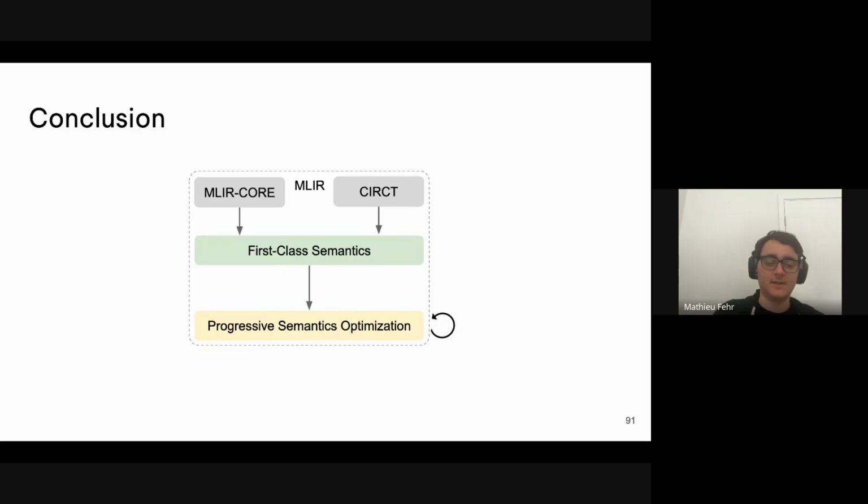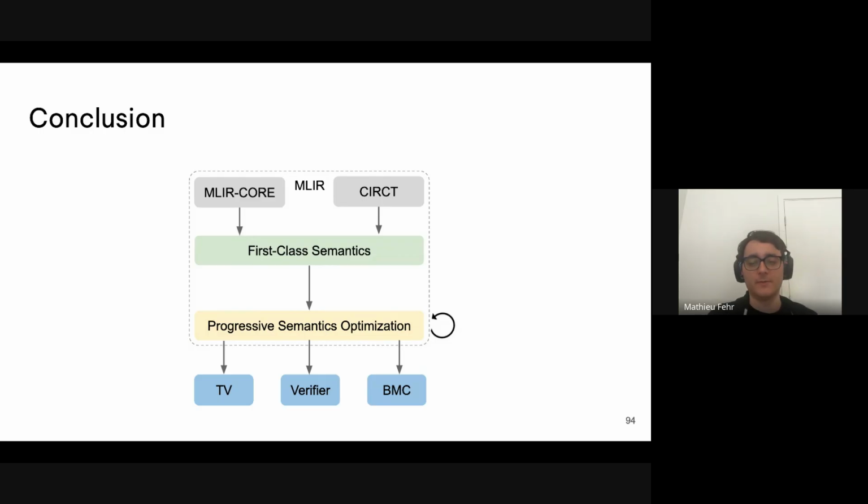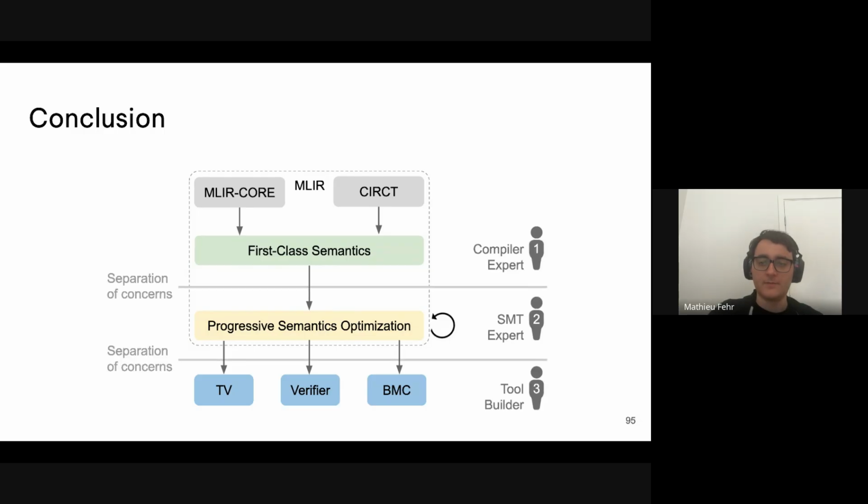Technically, it's in xDSL, which is a Python implementation of it, but some of the SMT dialects are now used in MLIR and have been used by other people. And we use this to build these 3 tools: translation validation, a peephole rewrite verifier, and I think the bounded model checking is what people have been doing in the CIRCT community so far. And yeah, we have 2 more separations of concern, which hopefully allows you to build better tools for it. And thanks.